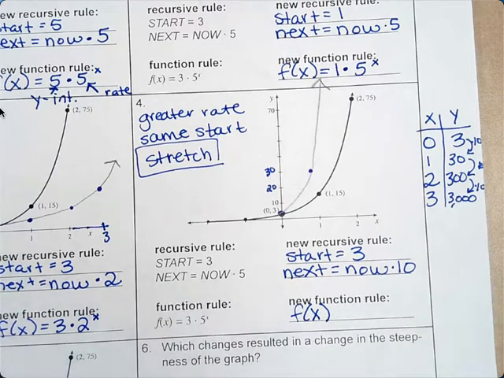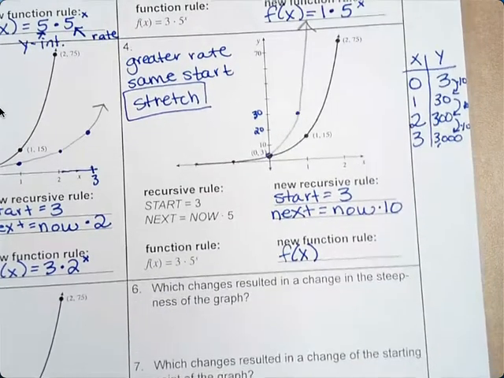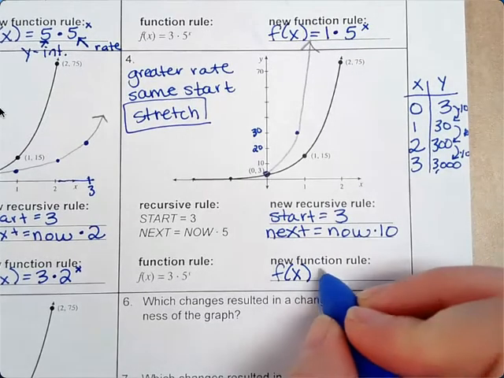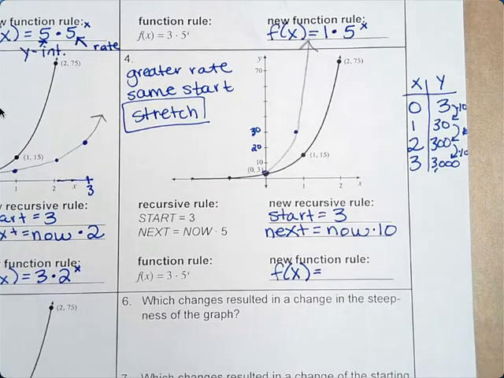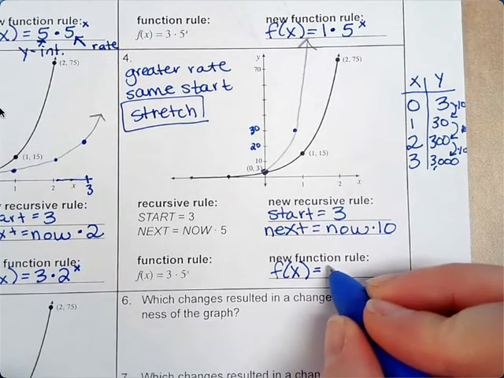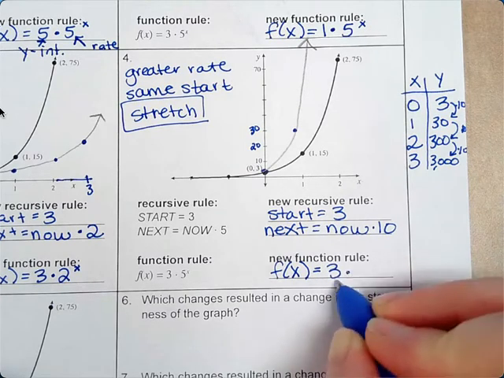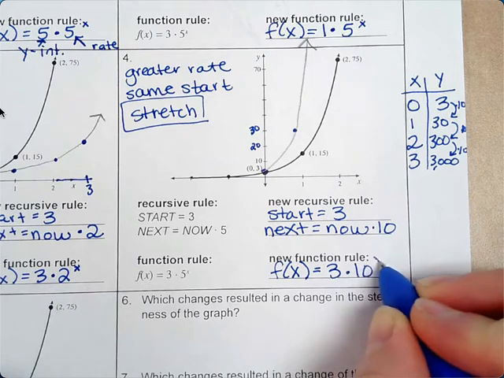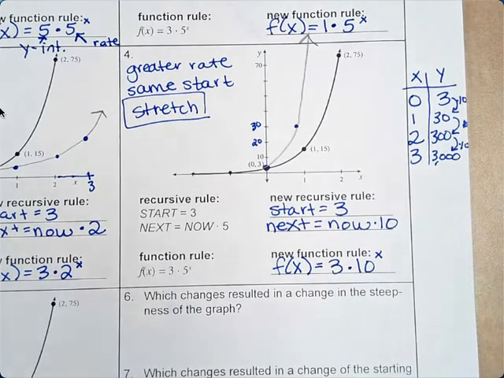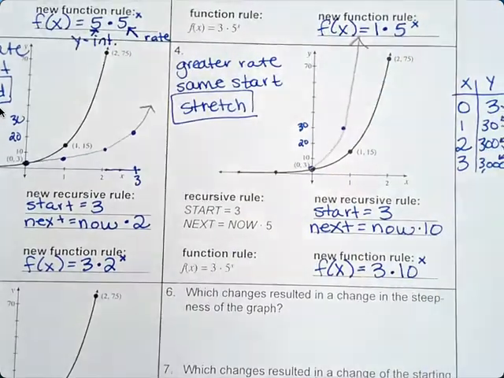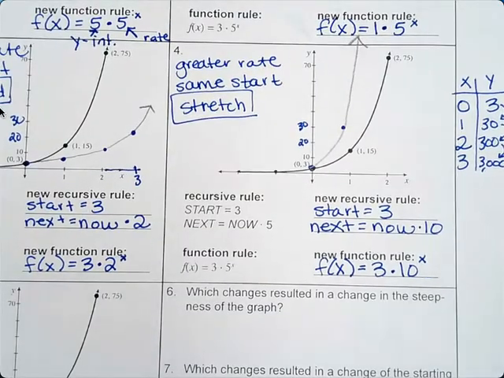Let's write our new function rule. How do we write the function rule? 3 times 10 to the x. Yep, 3 is your start times 10 raised to the x power. Good job. Seems like y'all are getting the hang of it.